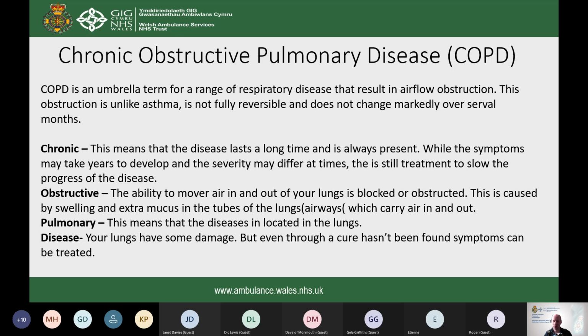And even though there isn't a cure, symptoms can be treated to slow the progression of the disease down. So that is the breakdown of COPD. It's a chronic condition. It is kind of terminal. There's no cure to it at the moment. It's all about obstruction of the air moving in and out of the patient's lung, normally through swelling or extra mucus, and it's within the lungs, and it's a disease causing damage to the lungs.